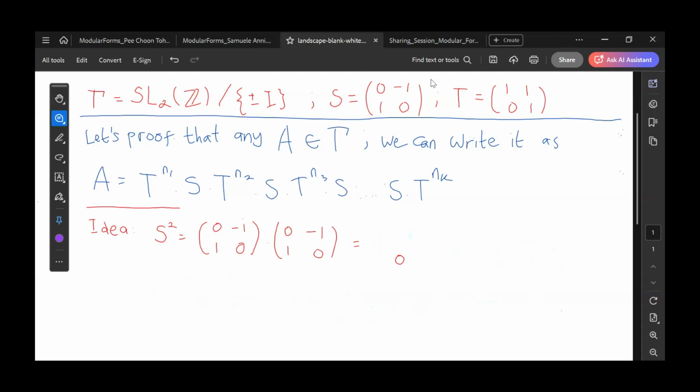Now, another note, the inverse of S is [0, 1; -1, 0]. The inverse of T is [1, -1; 0, 1].